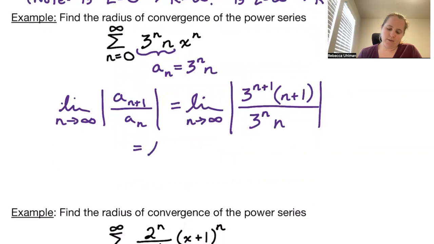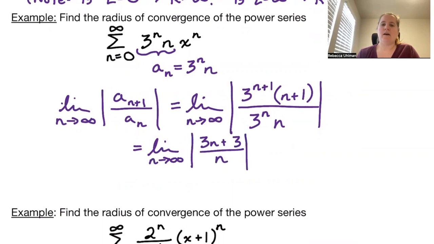This becomes the limit as n goes to infinity of the absolute value of 3n plus 3 all over n. And we know if we have the same degree on the top and the bottom for a limit at infinity, we can just take the coefficients. So this is 3 over 1. And so we just get 3.